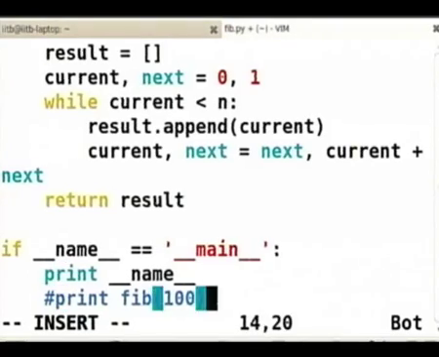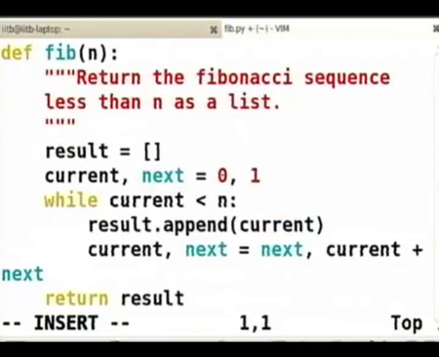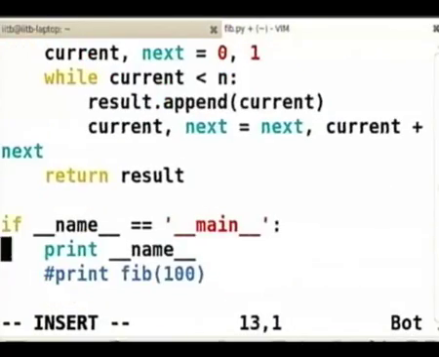I am commenting it out for now. Let us see what this gives us. What I have done is the same old file, I have added this one line below. So there is this special variable that is automatically defined for you in every module, called underscore underscore name underscore underscore.